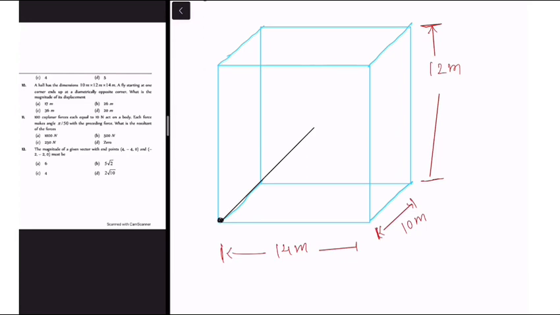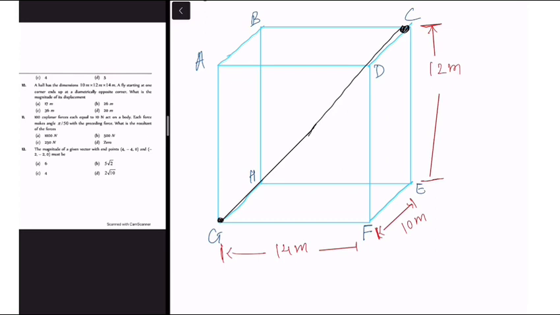So let me join these two. If you say A, B, C, D, and here E, F, G and H. So G and C are diametrically opposite endpoints. A and E are diametrically opposite endpoints. F and B are diametrically opposite endpoints. H and D are diametrically opposite endpoints. Suppose the fly is moving from G to C. This is the path of the fly.